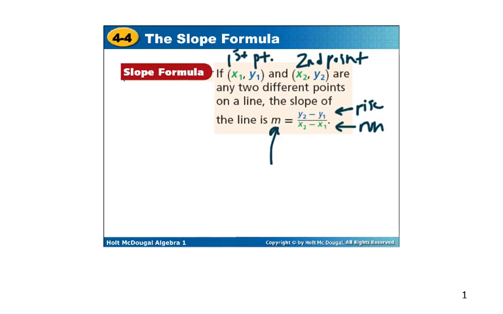So here we are with our complete formula now, subtracting your y's on top, subtracting your x's on bottom. We do want to make sure that as you're doing this, you are doing the second point minus the first point. You want to make sure that those two are happening first versus second. Alright.